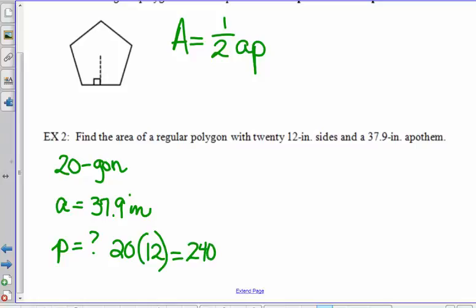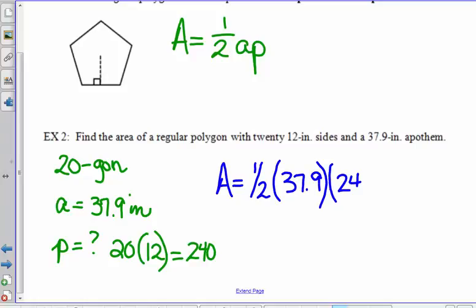So if I wanted to find the area of this regular polygon, I know that the area equals 1/2 times the apothem, which is 37.9, times the perimeter, which is 240. So the area of this 20-gon is 4,548.